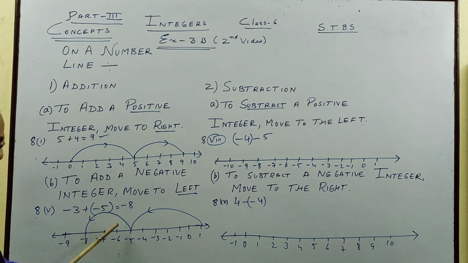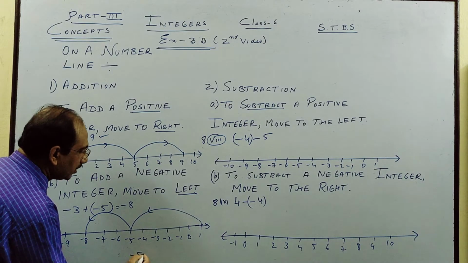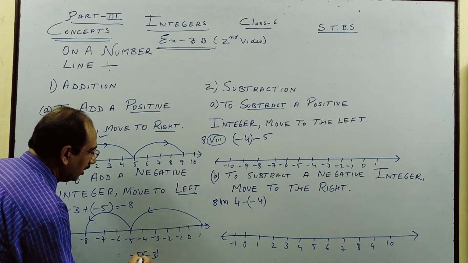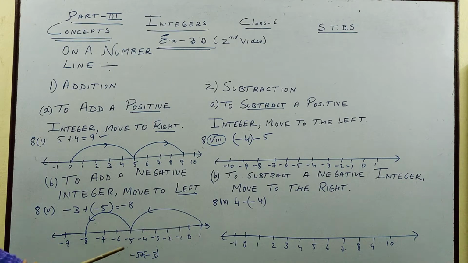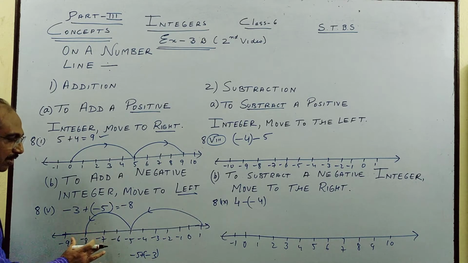To add a negative integer, we move to the left. Minus 5 was there. Or you can take it as minus 3 minus 5. What I have done here is actually minus 5 minus 3. So I am going to show you. You can copy this. This is minus 5 and minus 3. So you pause and copy. I'll show you how I'll do minus 3 and minus 5. Same way you will reach.